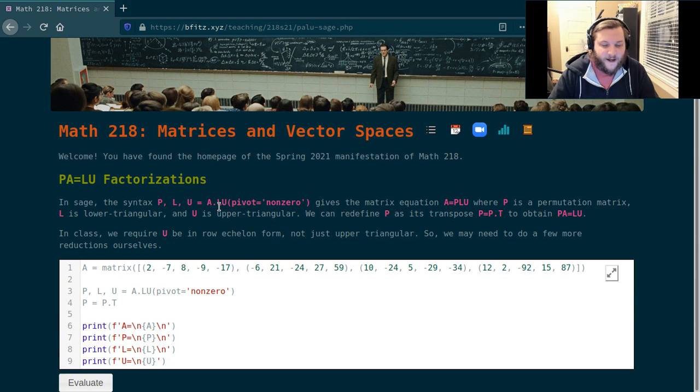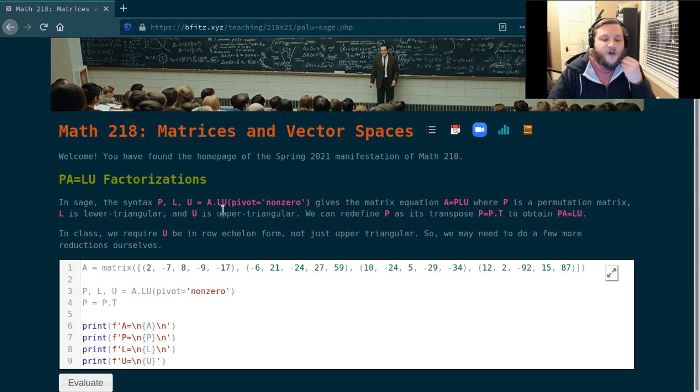So the syntax for an LU factorization is A.LU, open parentheses, and there are these things called pivoting strategies that certain algorithms use. We have used a pivoting strategy called the non-zero pivoting strategy. What this means is that when we search for pivots, we don't care what they are, we just want something that's not zero. There are other pivoting strategies that are optimized to reduce rounding errors. One is called maximal partial pivoting, where you use the largest possible number to create a pivot because that reduces rounding errors down the road. So there are different pivoting strategies, but the one we're using is called non-zero.